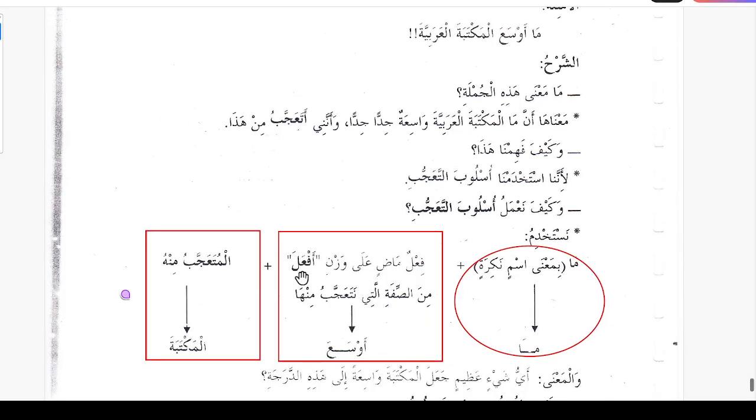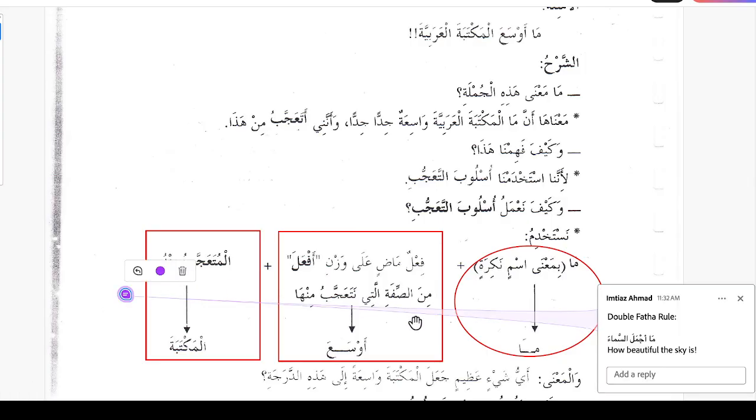And this will describe the sifa that is creating the ta'ajjub, the surprise, the vastness of it. And then where this surprise is being created, in the library, al-maktabata, that is al-muta'ajjabu minhu. So the three parts are: ma, then the fe'lu madin on the pattern of afala, and al-muta'ajjabu minhu.